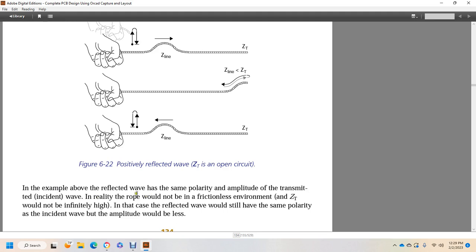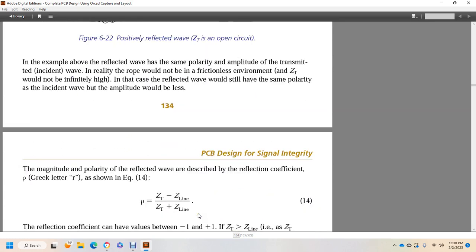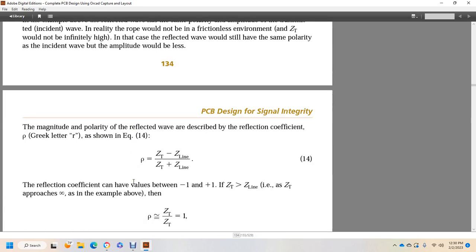In the reality of the rope, it would not be a frictionless environment. Likewise, the termination impedance would not be infinitely high. In this case, the reflected wave would still have the same polarity, but the wave amplitude would be less. The magnitude and polarity of the reflected wave are described by the reflection coefficient, the Greek letter rho, shown in equation 14.